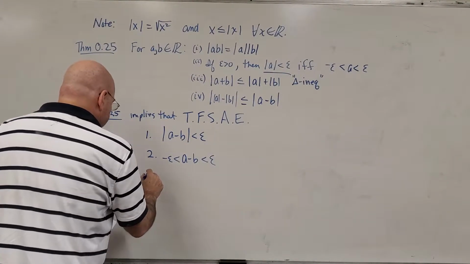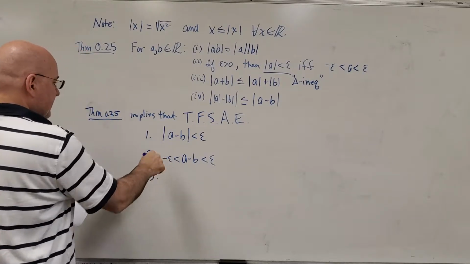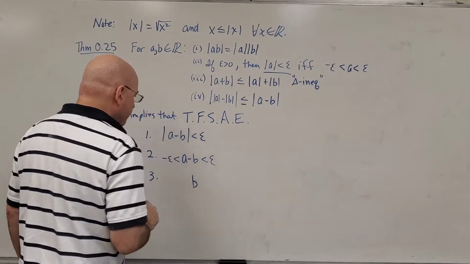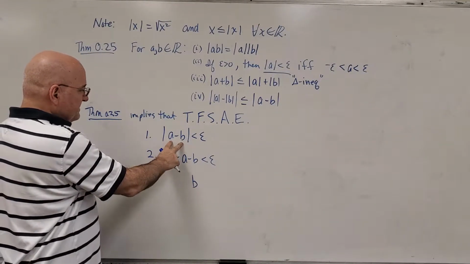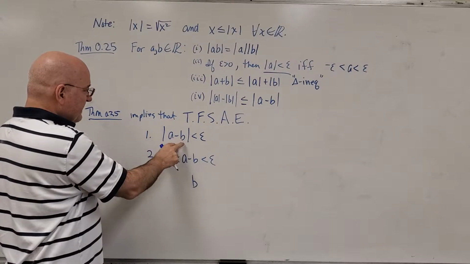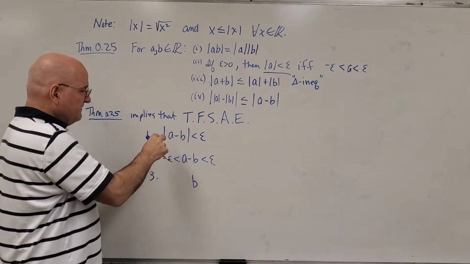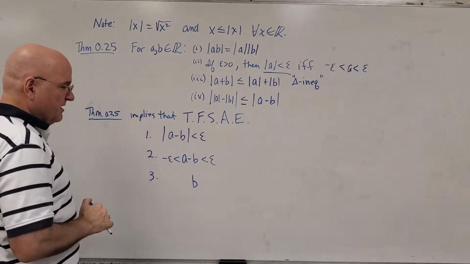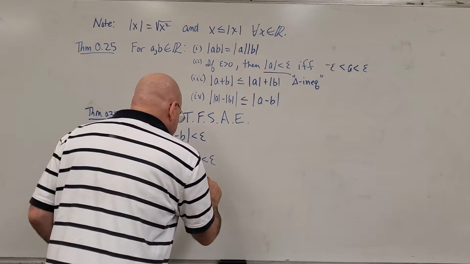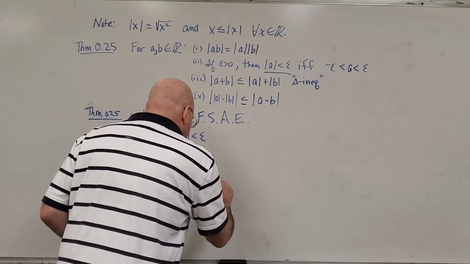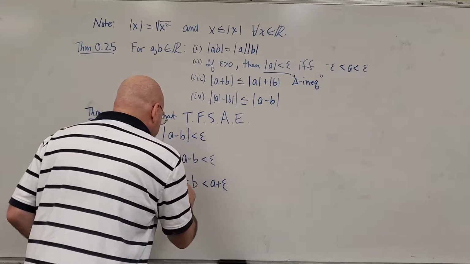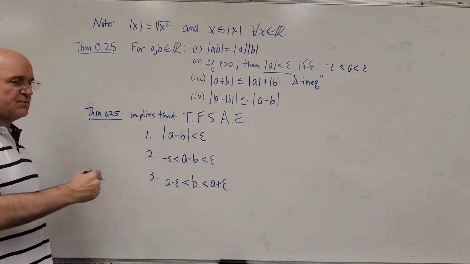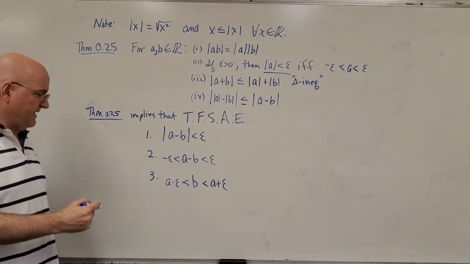Number 3. Another equivalent way of saying this: if A and B, the distance between them, which is when you take the absolute value of a difference, that gives you the distance between A and B. Well, if that's less than epsilon, then I can say that B is less than A plus epsilon and greater than A minus epsilon. It's within epsilon of A.